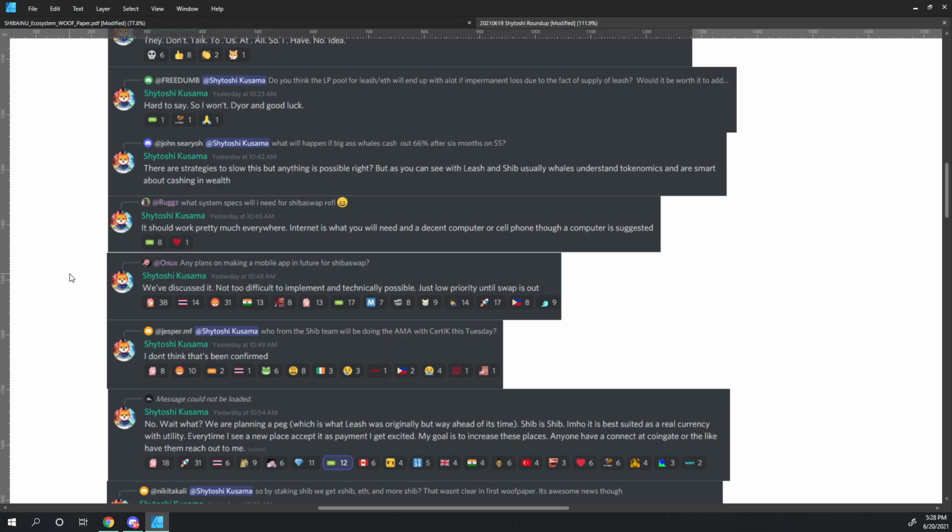Onyx asks, any plans on making a mobile app for Shiba Swap? Shytoshi responds, we've discussed it, not too difficult to implement and technically possible, just low priority until Swap is out.